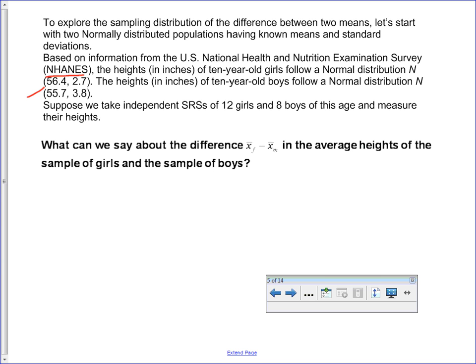with a mean, so that's mu, and that's sigma. So that's mu1, or we'll call that mu m, sigma m. And the girls, that's mu f, and that's sigma f. So what can we say about the difference of x bar f minus x bar m?